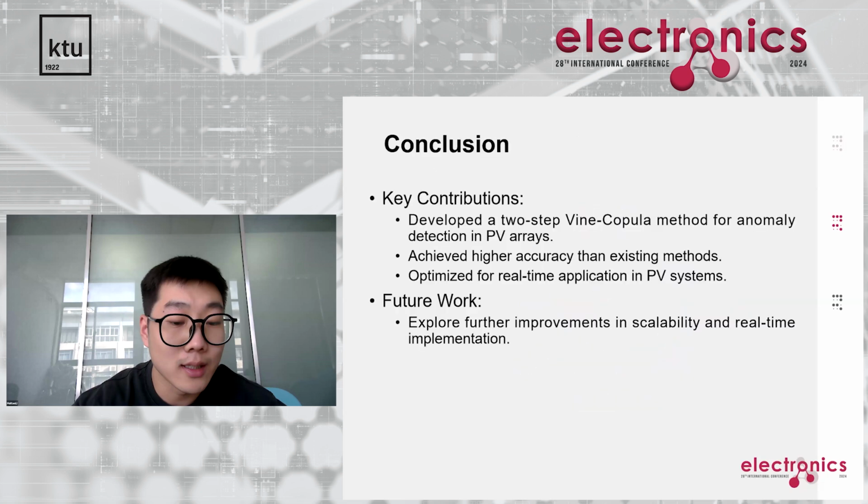In conclusion, we introduced a two-step Vine-Copula method for detecting outliers in PV systems. This method greatly improves detection accuracy and works well for real-time applications. Going forward, we will work on making the model even bigger and faster for real-time use in large solar power stations. I'm happy to answer any questions or discuss any part of our research further.